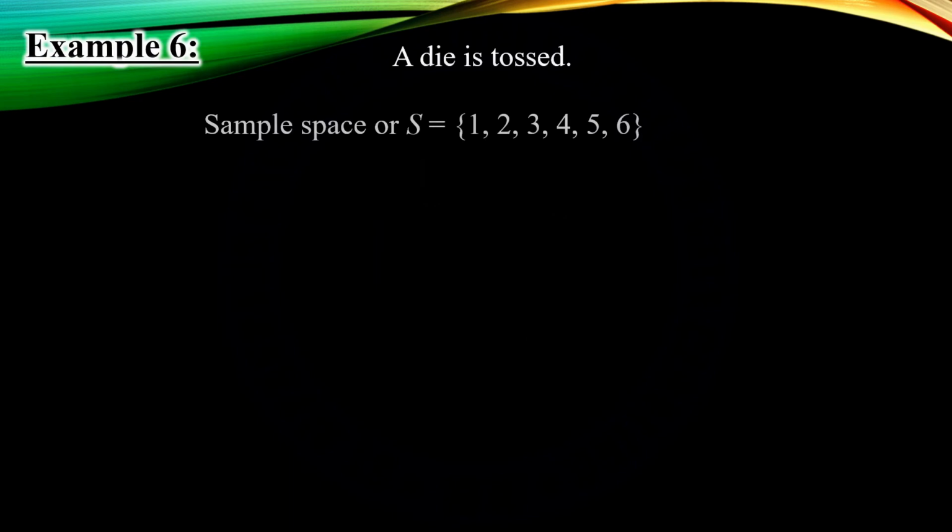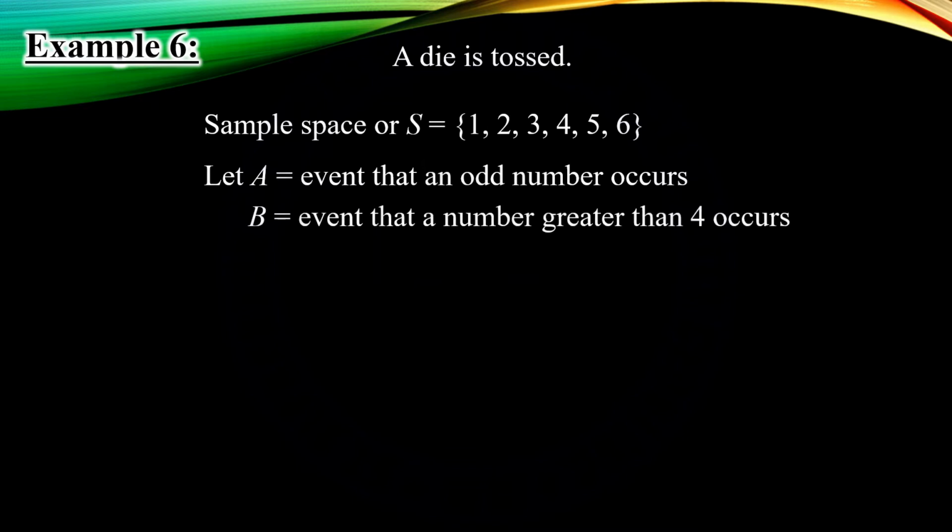Example number 6. A die is tossed. The sample space contains 1, 2, 3, 4, 5, 6. We can consider the sample space as a universal set. Let A be the event that an odd number occurs. Let B be the event that a number greater than 4 occurs.